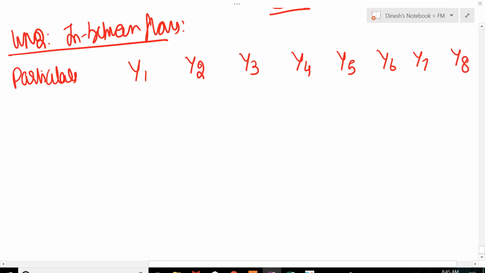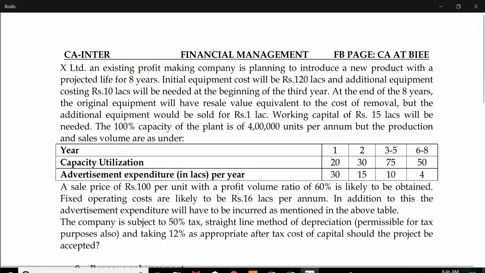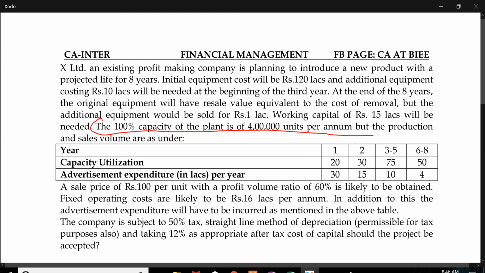Particulars on 8 columns. Now let's look at the question. They've said X Limited, an existing profit making company, is planning to introduce a project with a life of 8 years. Some information is given. The 100% capacity of the plant is 4 lakh and the production and sales volume is expected to be 20%, 30%, 75% and 50%.